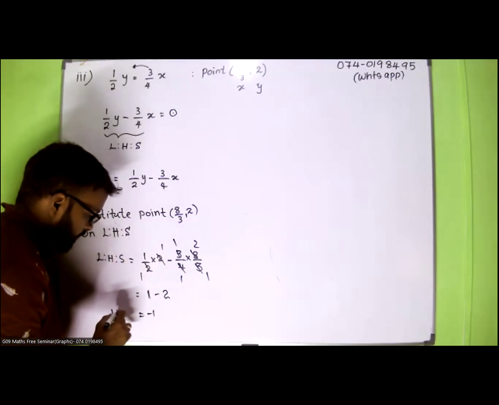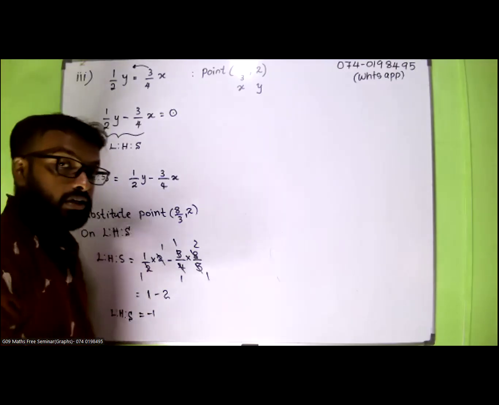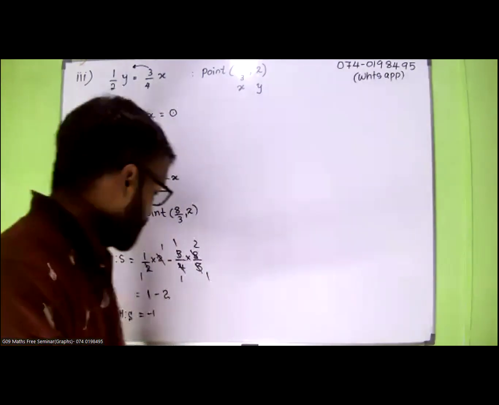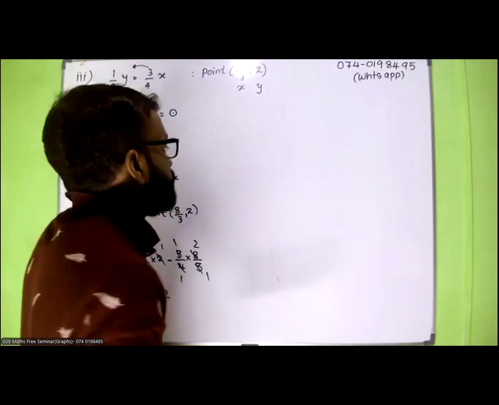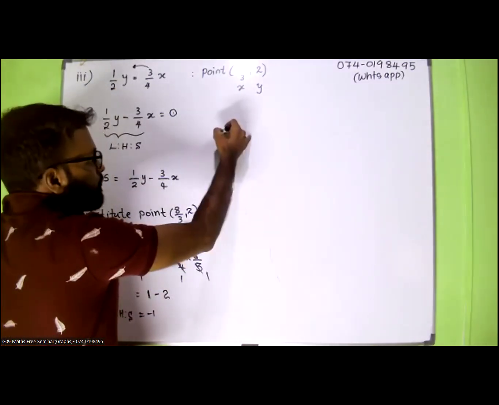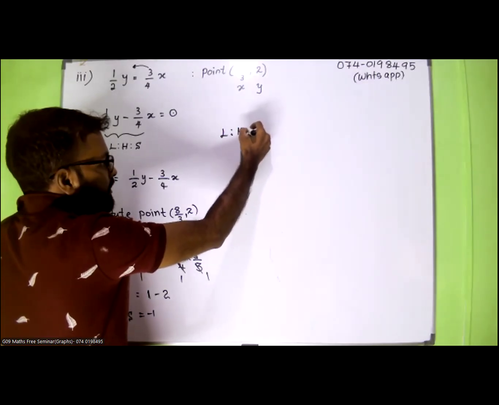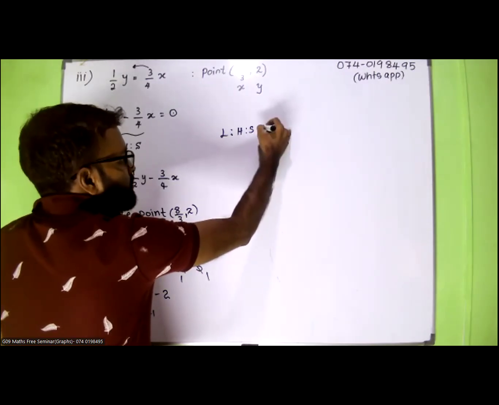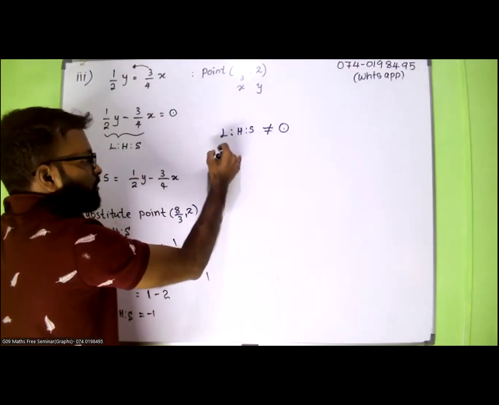What happens? LHS does not equal 0, because LHS is having a value. So you can write LHS, left hand side, does not equal 0.